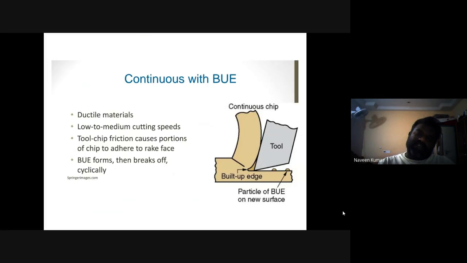Next, put the subheading: continuous chips with BUE. BUE stands for built-up edges. Under that, write down: when ductile materials are machined, continuous chips are produced. Full stop.